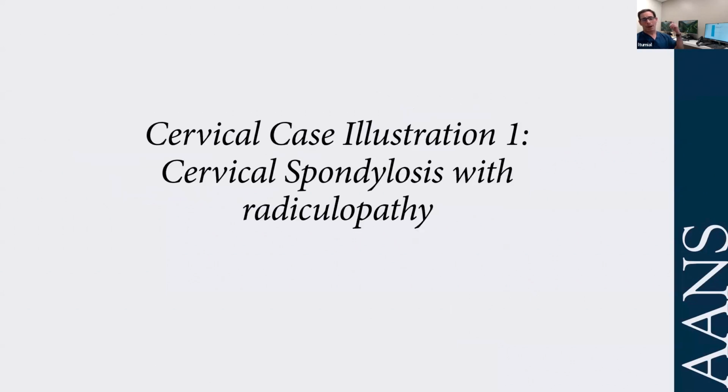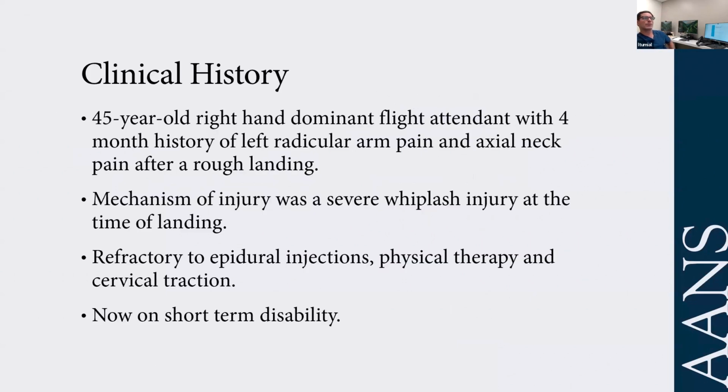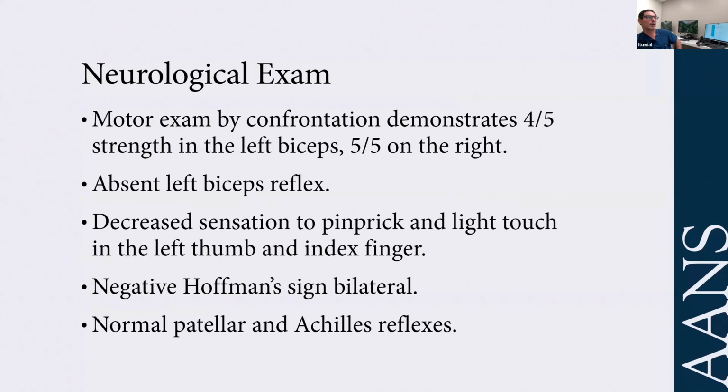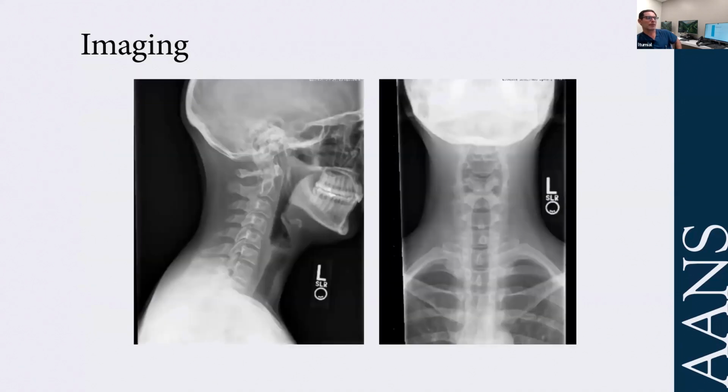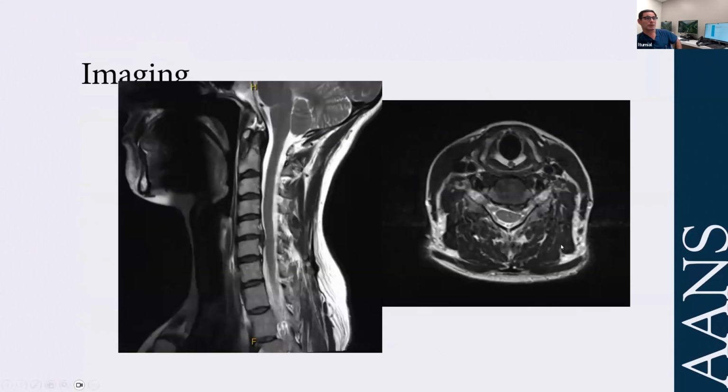So case one, because I think spine, well, everything, is always best done in case illustration. Here we have a 45-year-old right-hand dominant flight attendant, 4-week history of left radicular arm pain and axial neck pain. Whiplash injury during landing. So guess what? Workman's comp. That's a whole different talk in and of itself. Tried all the physical therapy, epidural injection, cervical traction. Now is on short-term disability. 4 out of 5 on the bicep, 5 out of 5 on the left. Everything's pointing to a C6 nerve root. No myelopathy. There's a nice X-ray. There's the disc. There's the herniation.